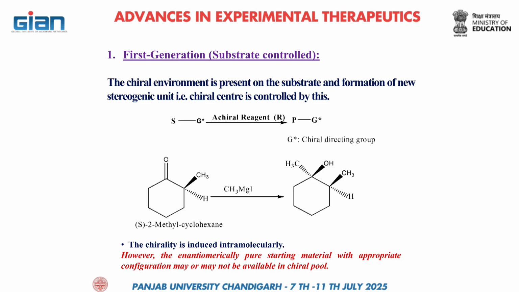Clear? Now it will be asked, what do you understand by first generation? So what you have to say is that there must be some chiral unit present in the substrate which will guide the incoming group to attack on the substrate, because the incoming group will only depend upon the presence.